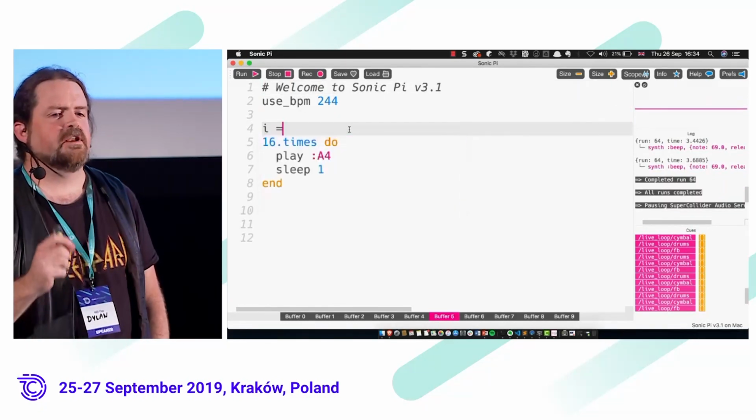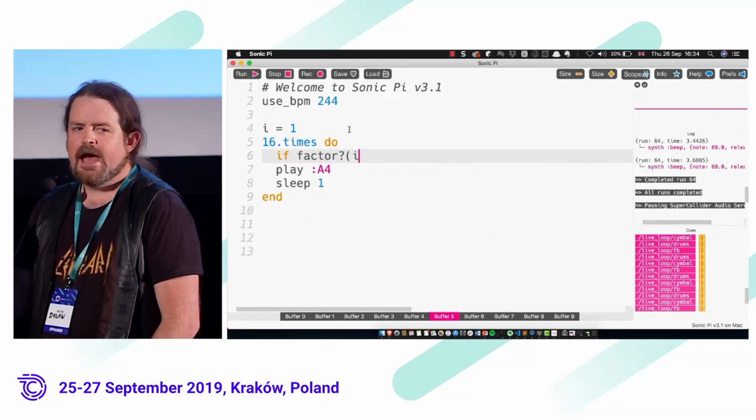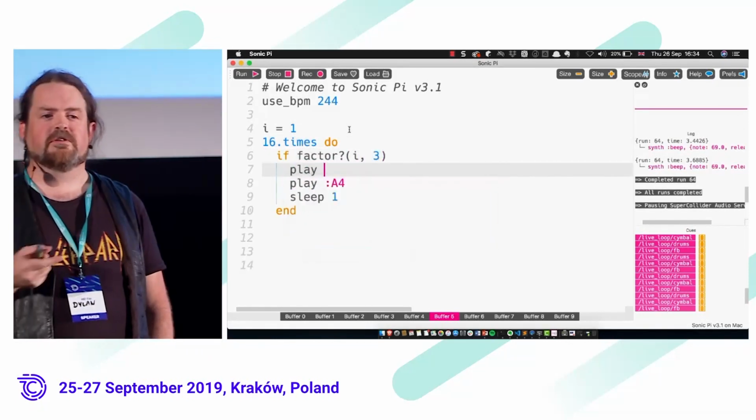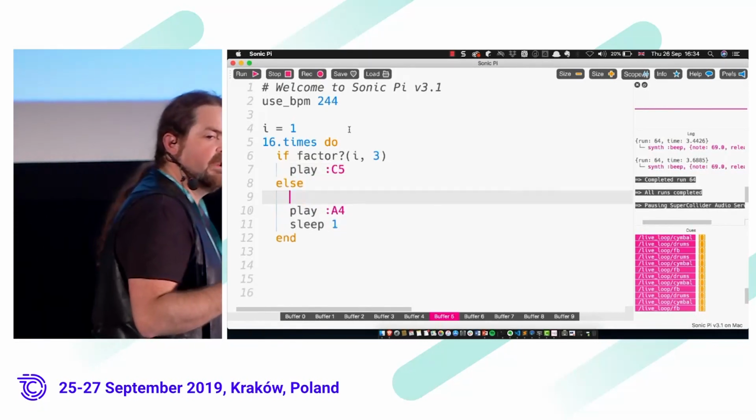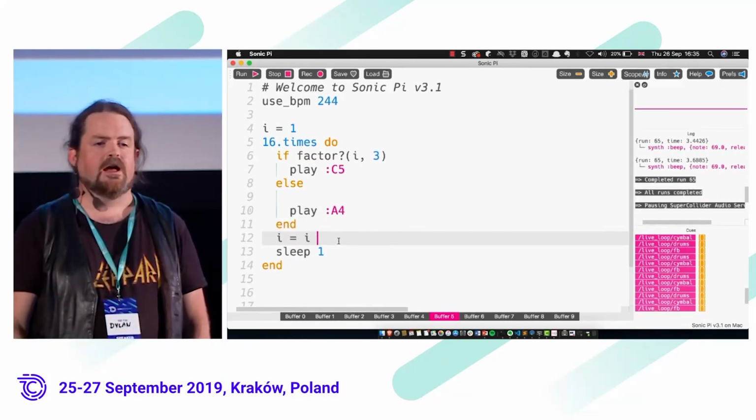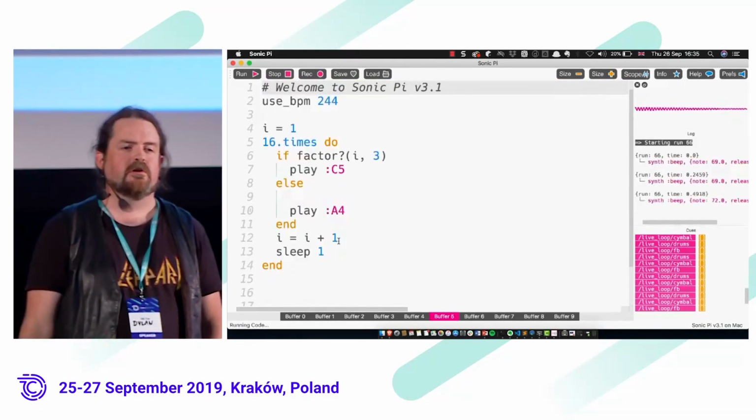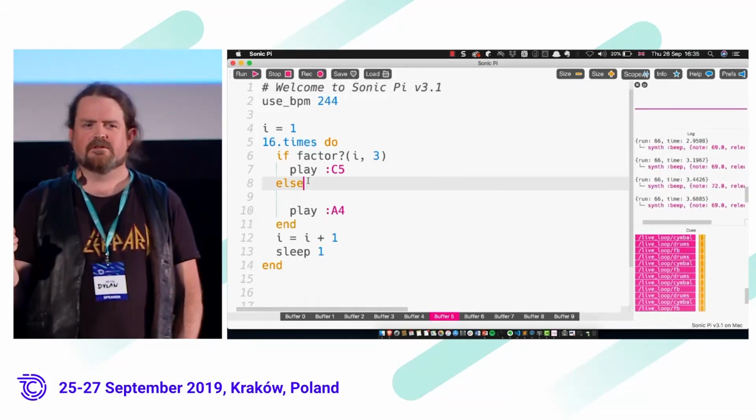So what I'm going to do is take that and wrap it up. I'm going to put a variable in here, and I'm going to check the value of that variable because I want to see if it's divisible by 3. And if it is, I'm going to play this note. Otherwise, I'm going to play a different note. And then I'm going to increment I. I'm going to run that program. Now that's starting to sound a little bit like something, isn't it?